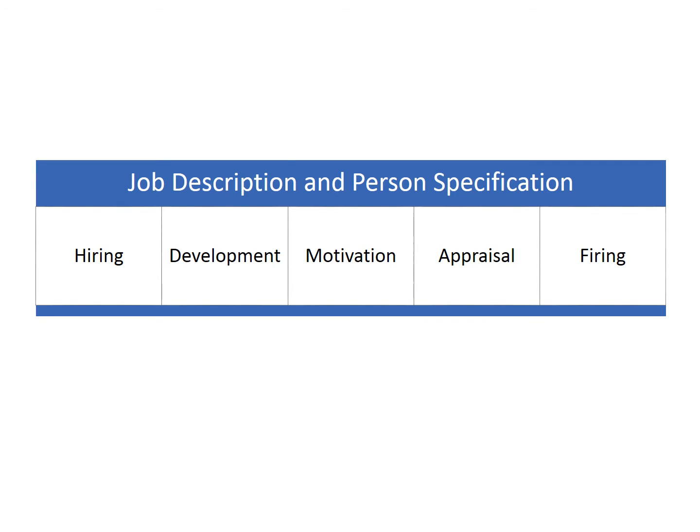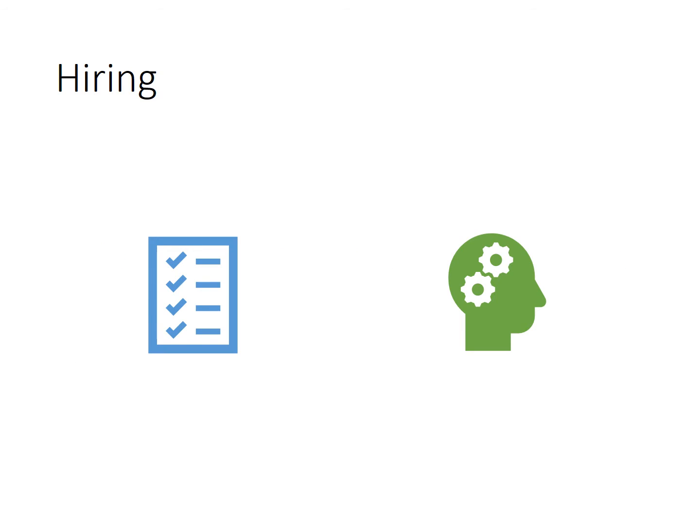So these are the key theories I'm looking at: how you use a job description and person specification in these 5 key areas: hiring, development, motivation, appraisals, and firing. So first of all, let's have a look at hiring. Hiring is simple. We have to look at what job it is and who we need to do it.